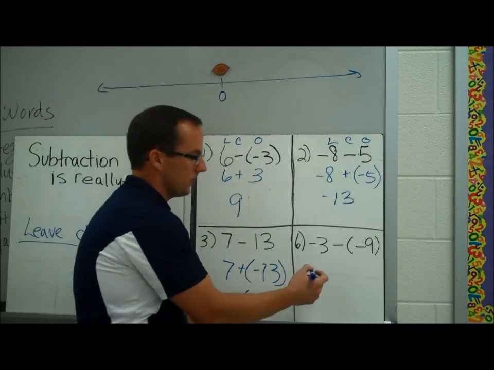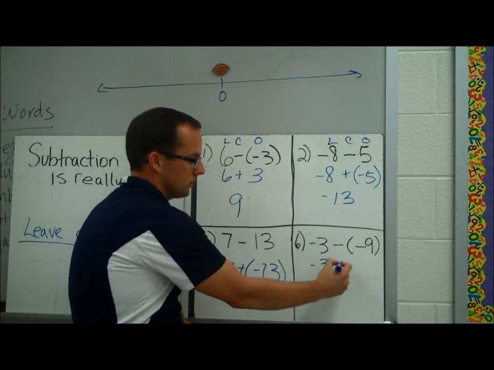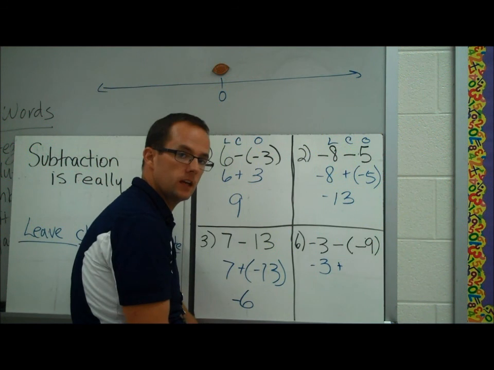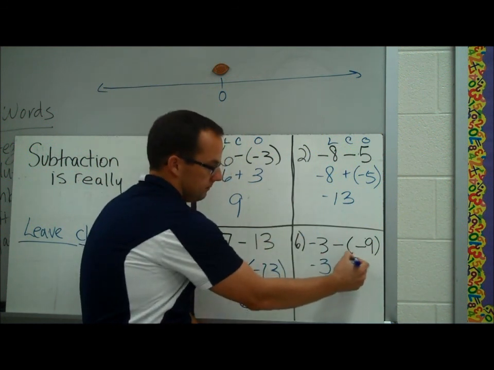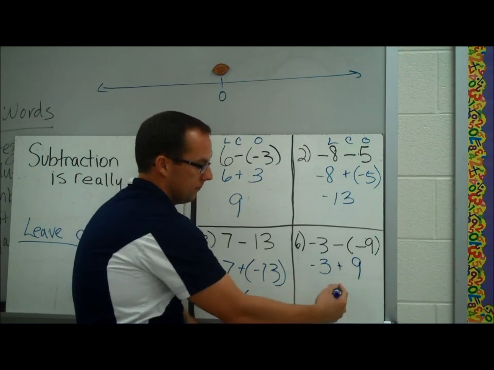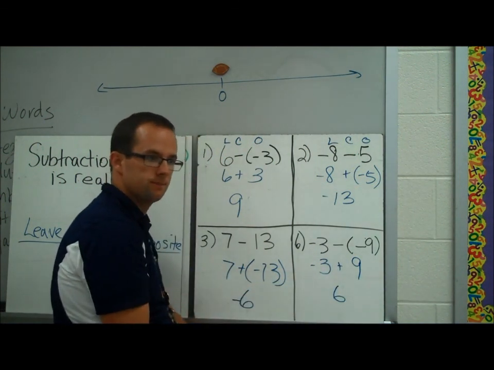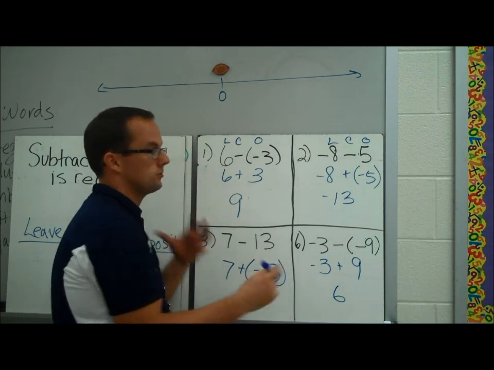And the last but not least, we're going to keep this negative 3. We're going to change it to plus. And what's the opposite of negative 9? That's right, positive 9. Different signs, subtract them. I get 6. And keep the sign of the larger one so it stays positive. All right, so that's it for subtraction.